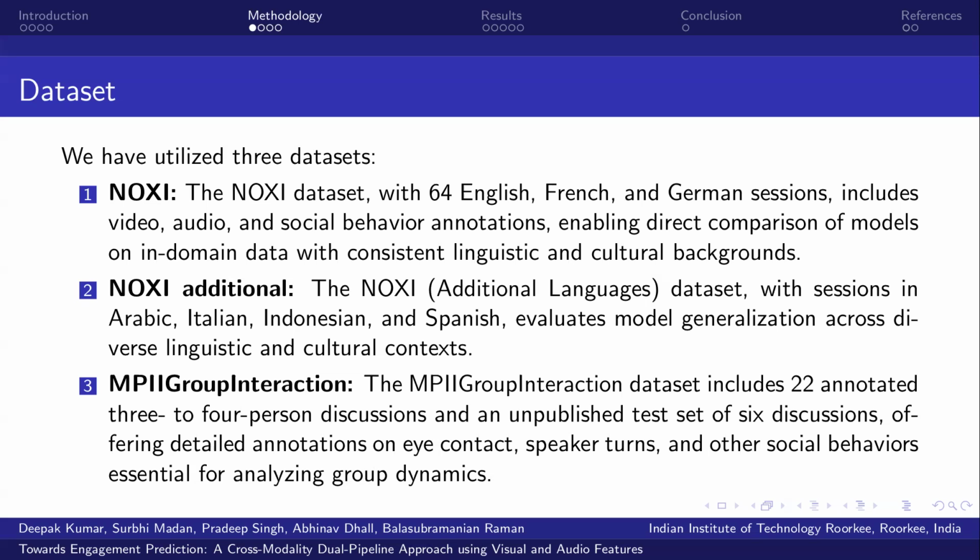simulating real-world applications. MPII Group Interaction Dataset. This dataset includes 22 sessions involving 3 to 4 participants plus an unpublished test set of 6 discussions. It provides detailed annotations on group dynamics, including eye contact and speaker turns, with added engagement annotations for out-of-domain evaluation and domain adaptation. These datasets offer diverse and challenging scenarios to rigorously test our model's accuracy and generalization capabilities.